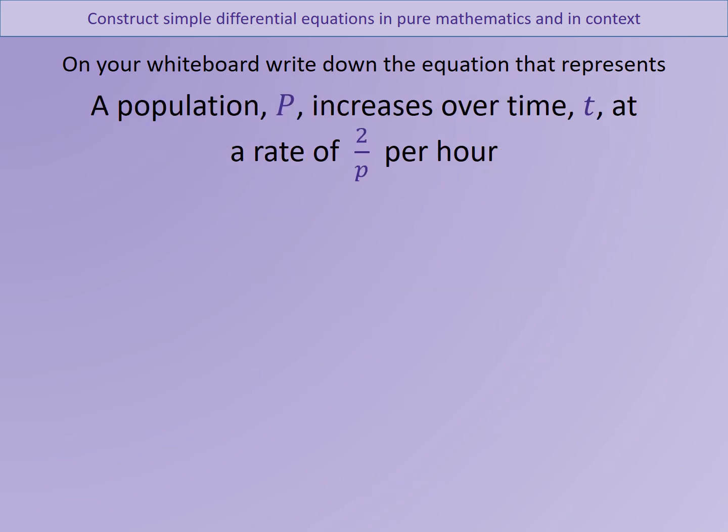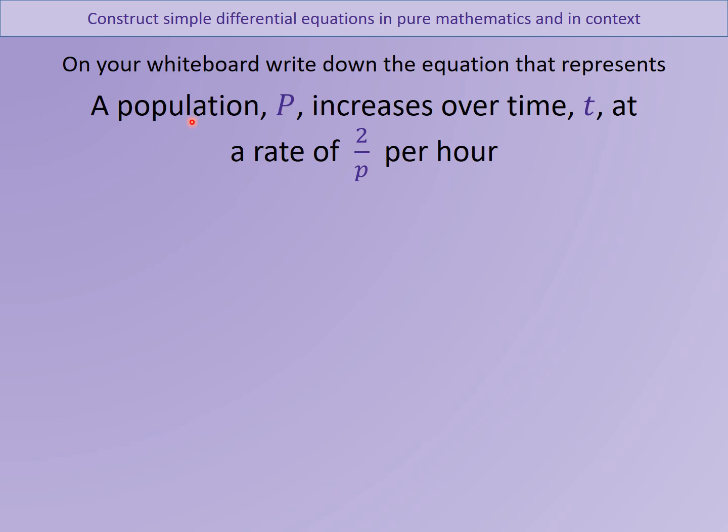Okay, so have a go at this one. Population P increases over time T at a rate of 2 over P per hour. Okay, so just pause there. Have a quick go. Right, so the key part to this one is already telling you what the rate is per hour. Notice there's no mention of the word proportional. And so because there's no mention of the word proportional, this is not a proportionality question. We don't need to see any of that proportionality sign, and we don't need to write equals k lots or something. They're literally giving you the answer.